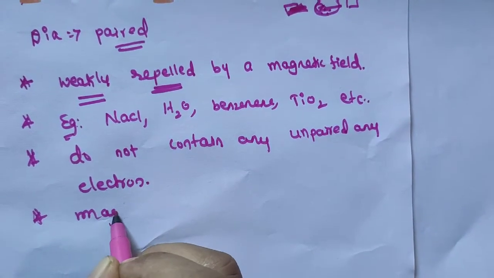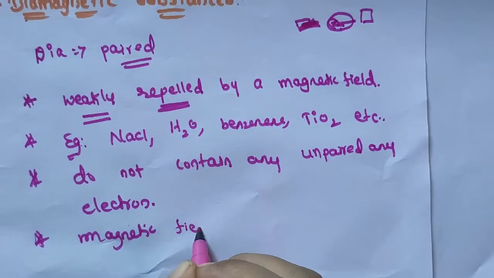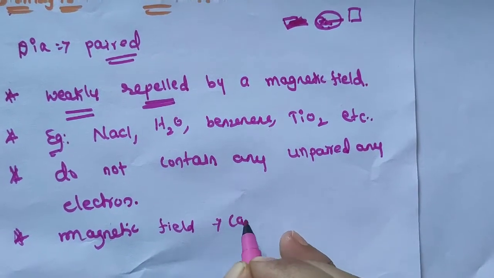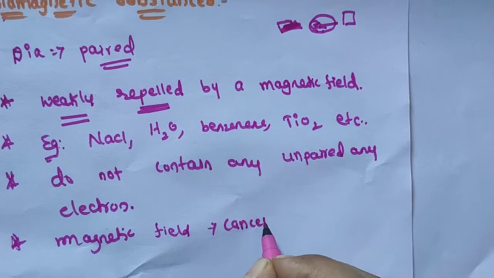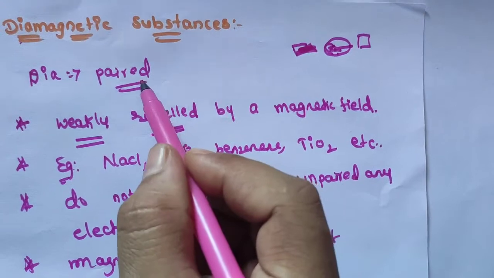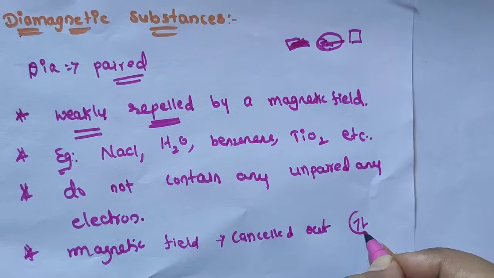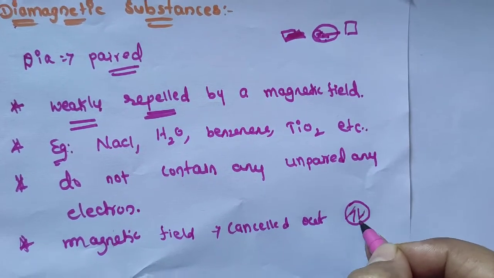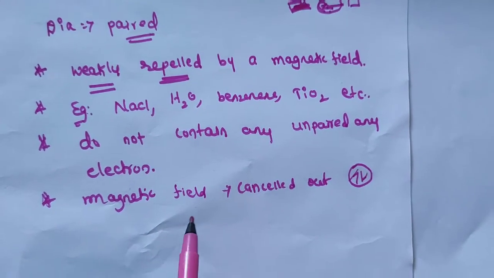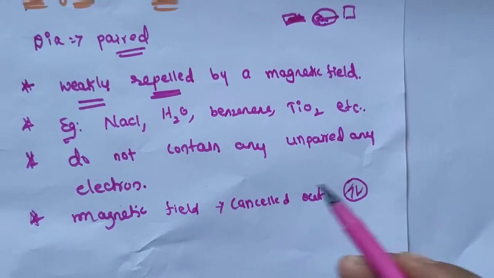Why does the magnetic moment get cancelled out? Because these types of substances are paired in nature. The paired electrons cancel each other out, so that they are only weakly magnetized in a magnetic field, in the opposite direction.